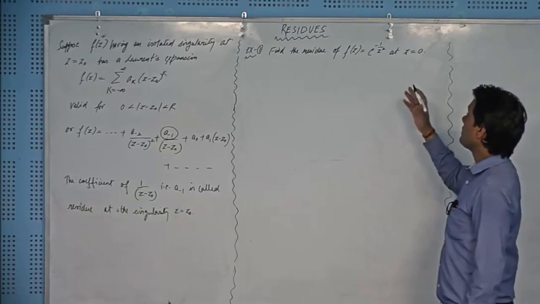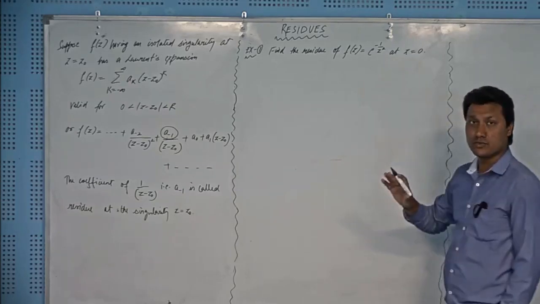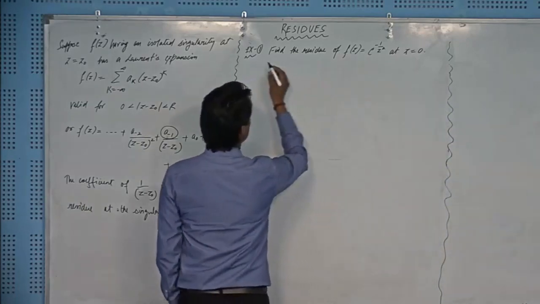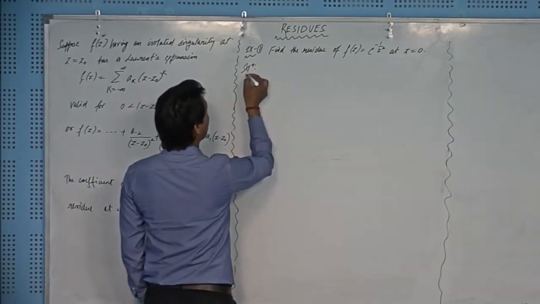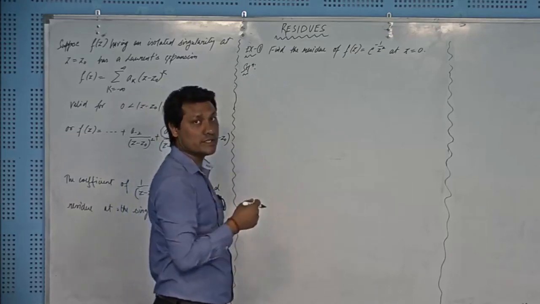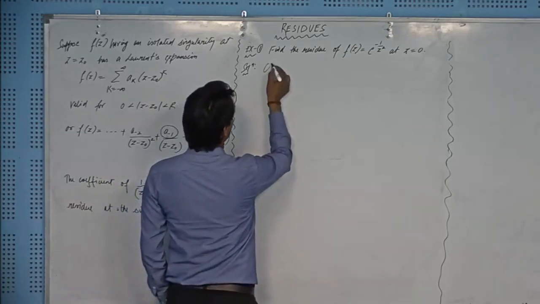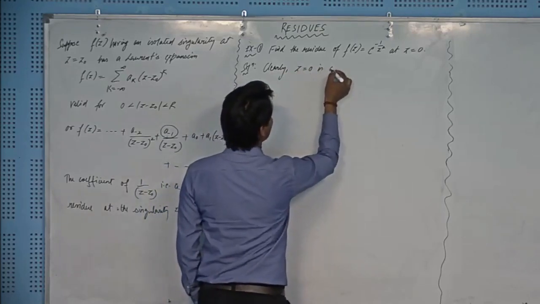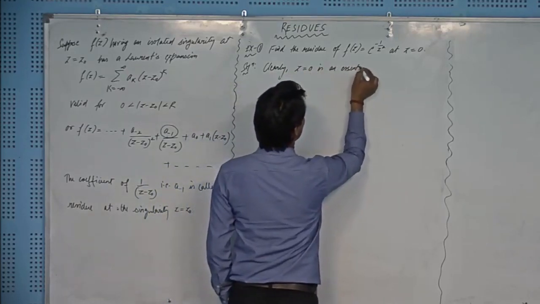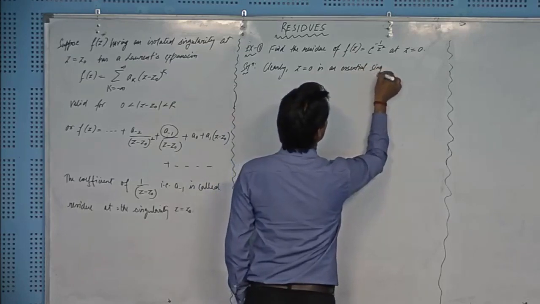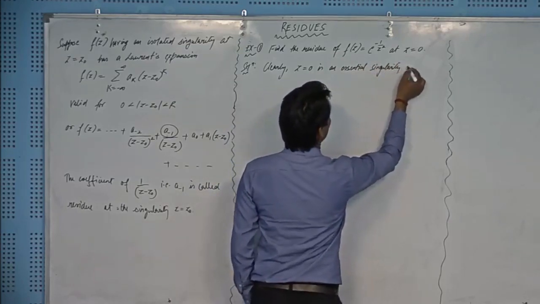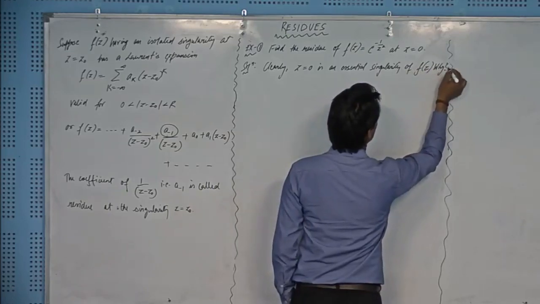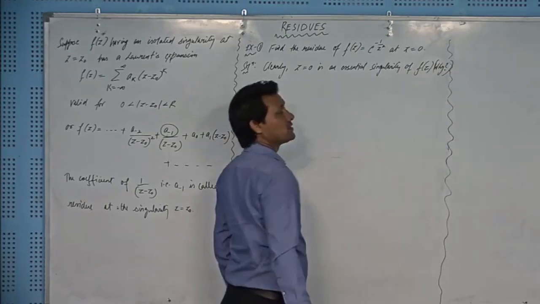Okay, so obviously this is a singularity of this function. You should check it by yourself. And now I will expand this function in powers of z minus 0, right? Okay, clearly z equal to 0 is an essential singularity of f(z), right? And I am writing it y. You should know the reason why I am writing this, right?